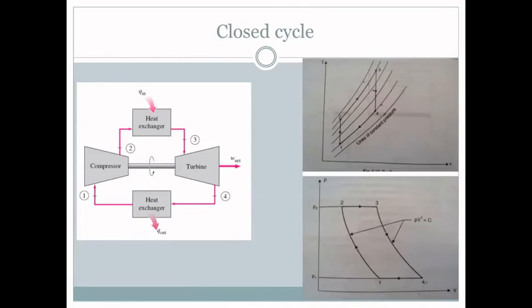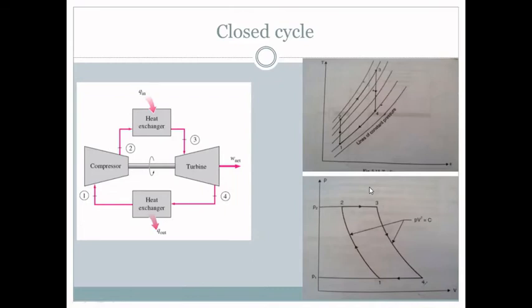Here the heat exchanger is added and the fluid undergoes four processes. Process 1 to 2: the air is compressed isentropically from lower pressure P1 to the upper pressure P2, with temperature rising from T1 to T2. Process 2 to 3: heat flows into the system, increasing its volume from V2 to V3 and temperature from T2 to T3. Pressure remains constant at P2. Heat received equals m Cp multiplied by (T3 minus T2).